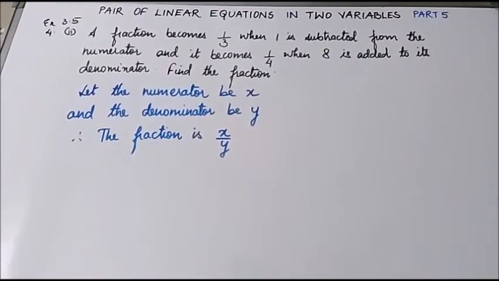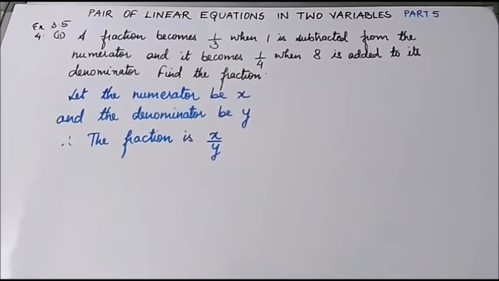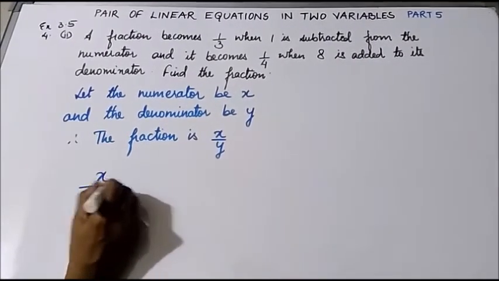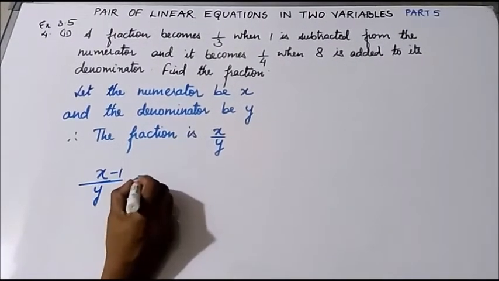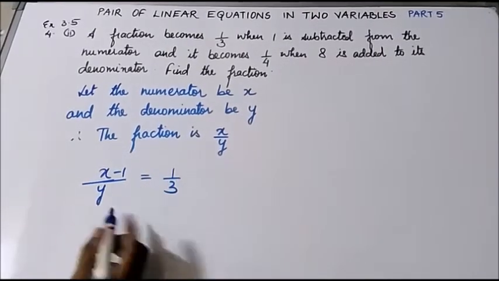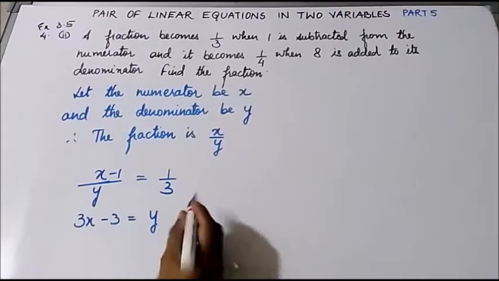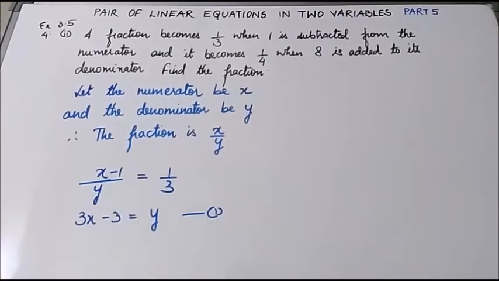A fraction becomes 1 by 3 when 1 is subtracted from the numerator. Here we got fraction X by Y. 1 is subtracted from the numerator. The fraction becomes 1 by 3. Cross multiply, you will get here 3x minus 3 is equal to Y. This is the first equation.